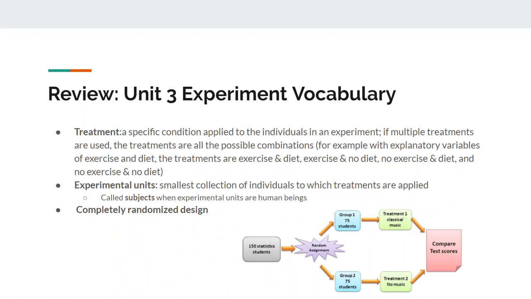More experiment vocabulary. What is a treatment? A treatment is what you apply to the individual. And if they ask you to list the treatments, they don't just want you to say there are 6 treatments. They want you to give all of them explicitly. There's experimental units, subjects, completely randomized design. The big deal is there, you can draw pictures, like that picture down there in the bottom right that shows how we did a completely randomized design. We took 150 stat students, we randomly assigned them to 2 groups. We gave 2 different treatments, played classical music, we played no music, and we compared their test scores.